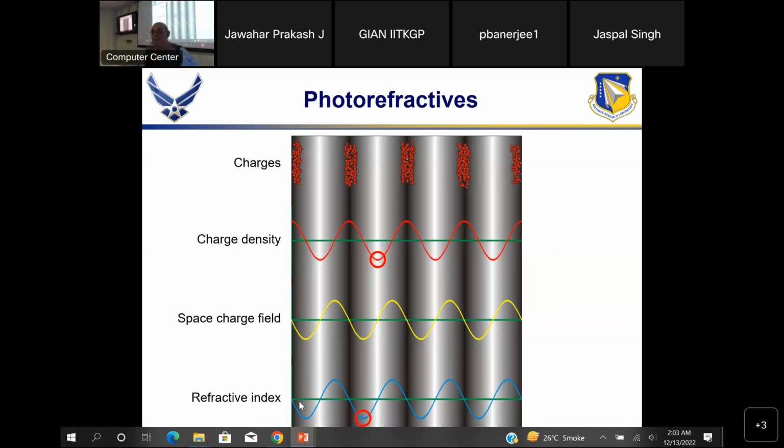That relationship is just a linear relationship. If you look up any electro-optics book, delta n equals some minus one half n cubed times the value of the electric field. That's the kind of formula. So this is just a linear relationship and in phase. So you see what's happened here? There is a phase shift between the intensity distribution and the refractive index distribution.